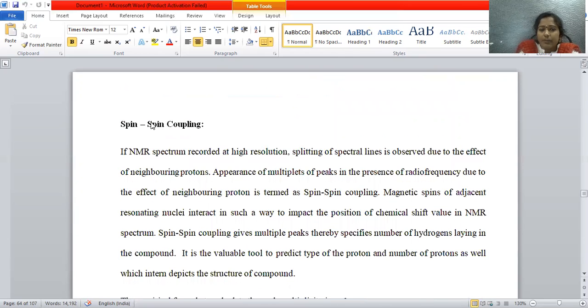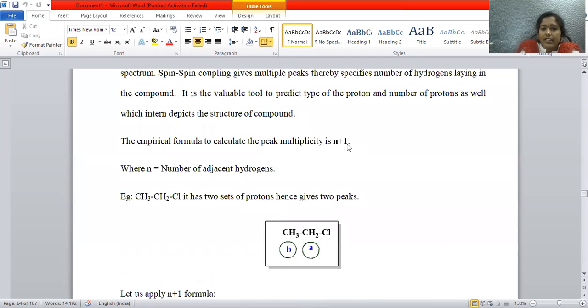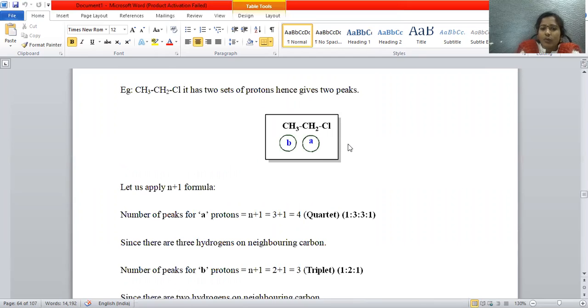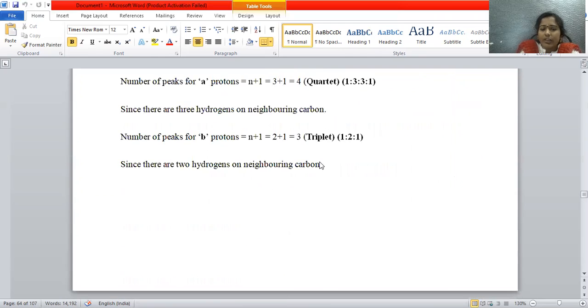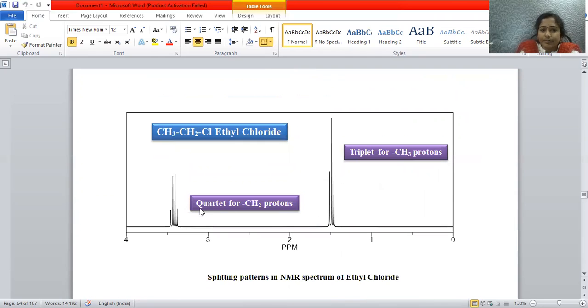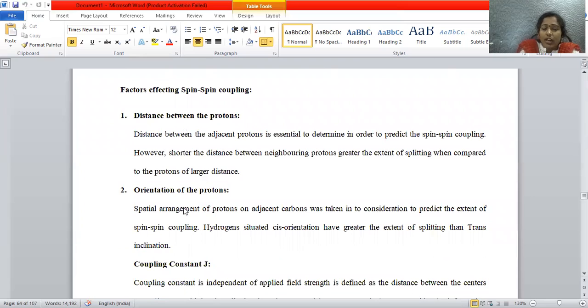In this way, we can explain spin-spin coupling. Because of the neighboring proton, splitting of signals of this proton is observed, which can be calculated by the formula called n+1. For this ethyl chloride, you can observe signals in this splitting pattern, which is mainly predicted based on spin-spin coupling. And what are the important influences given by various factors? Let us discuss all the factors influencing spin-spin coupling.